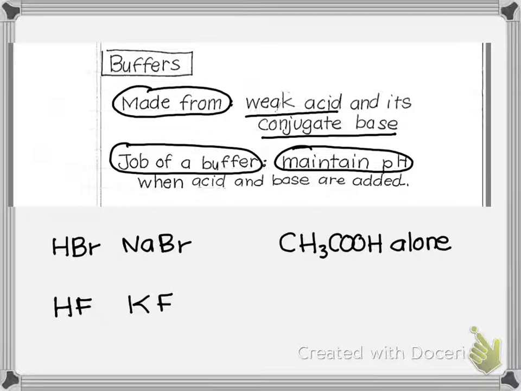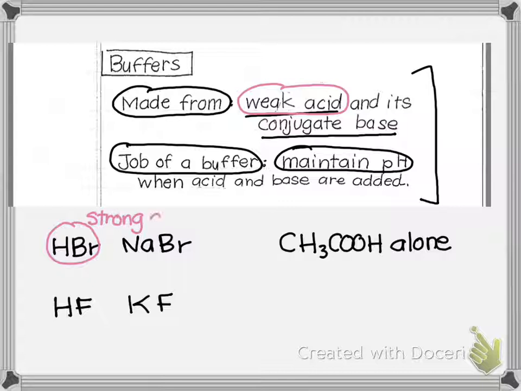So below here are 3 pairs which we want to decide, could they be a buffer? So the first one, we know a buffer has to have a weak acid. Looking back to the common strong acids, I know that HBr is a strong acid. And strong acids cannot be used to make a buffer. So this combination would not be a buffer.